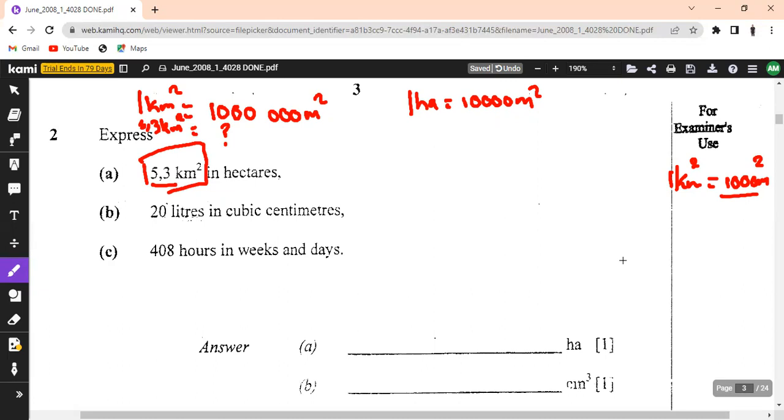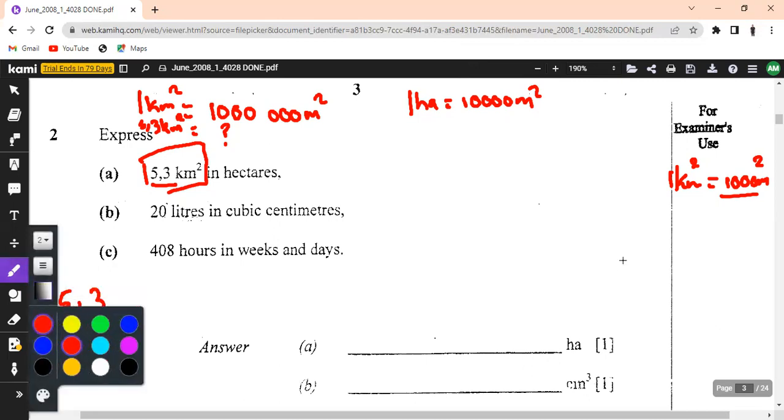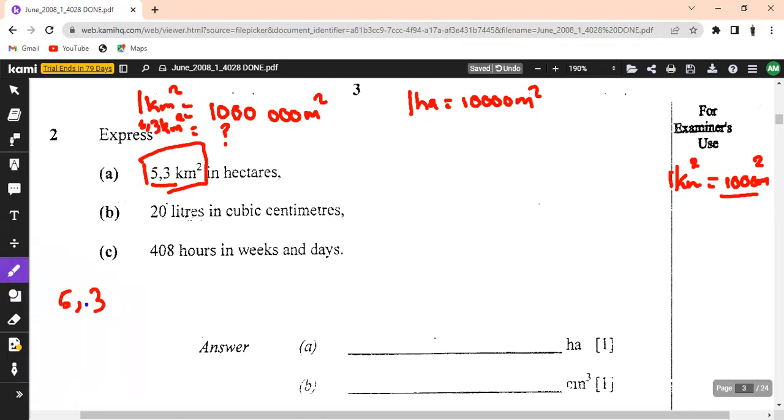Okay, so if we multiply 5.3 times 1 million, we are going to obtain 5,300,000. Let's just move the decimal point. Here is 5.3. Remember, you're multiplying by 1 million, so you've got to move 6 places to the right. That's 1, 2, 3, 4, 5, 6. All right, so that's it.